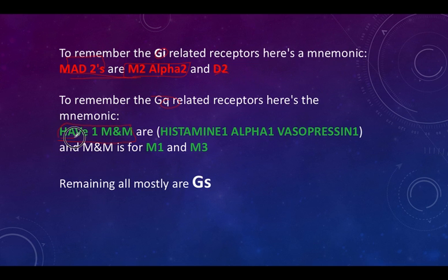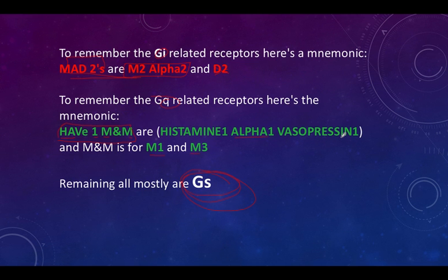Have 1, M and M. The M's represent M1 and M3. The halves stands for histamine 1, alpha 1, vasopressin. These are the ones we talked about today. And then if you memorize those, you know that all the rest are G stimulatory coupled. So that's probably the best way to remember it.